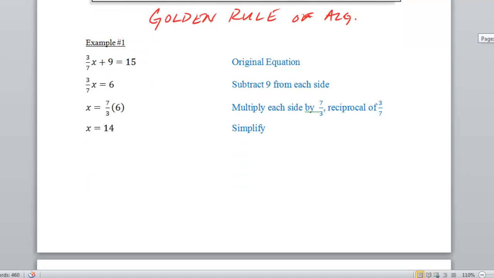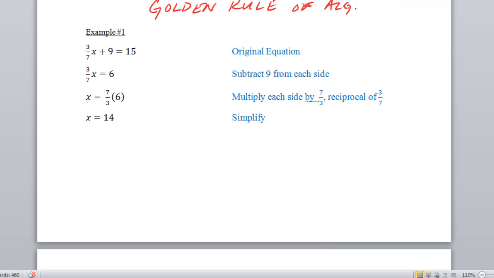In example number 1, we have 3/7 x plus 9 equals 15. And so we want to start to peel away the parts away from x. Now, anything that's directly attached to x through multiplication or division is going to take place last, unless we have some parentheses to deal with.